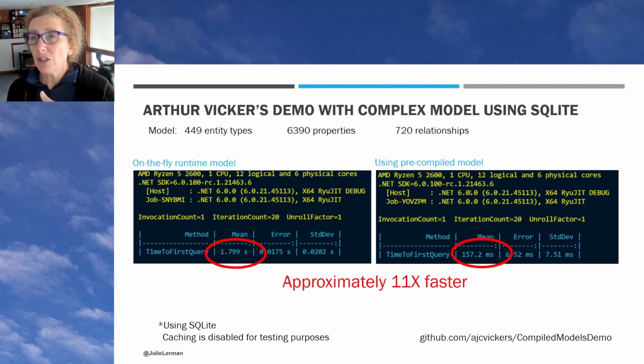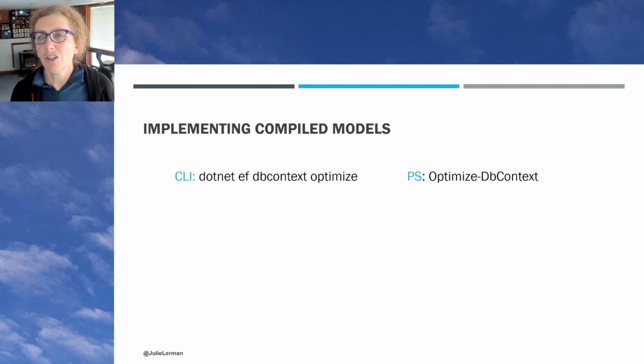So I'm going to show you Arthur's demo, but what I'm going to do is use my own much simpler demo so you can see the forest for the trees, or see the trees for the forest, what I'm doing and what the impact is beyond just the difference in speed. So before we look at the code, let me give you an idea of what it is you need to do to actually implement this feature. It's actually not a lot of work at all.